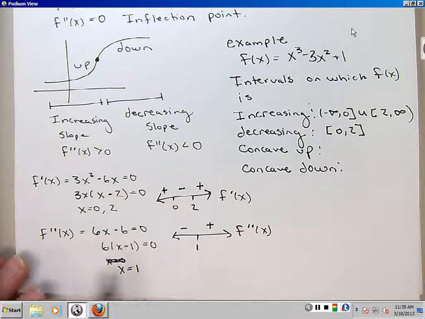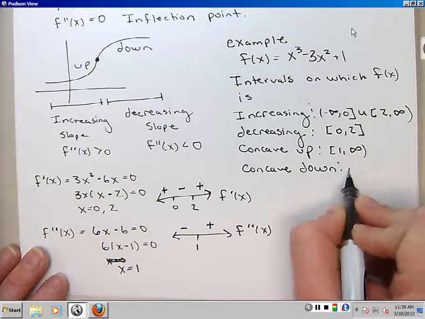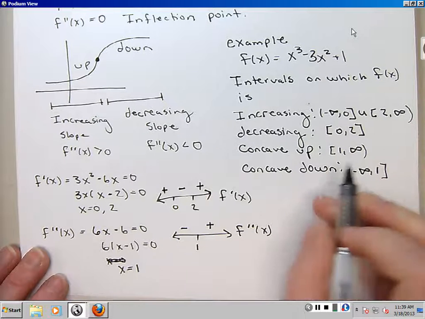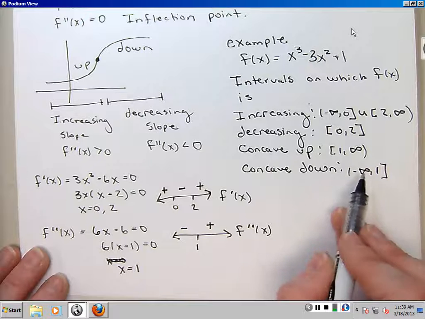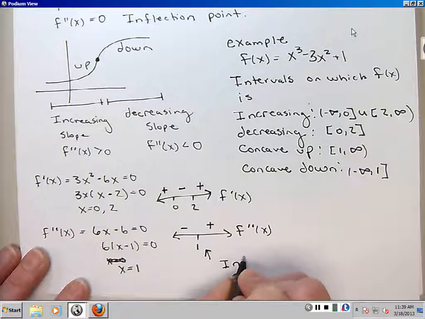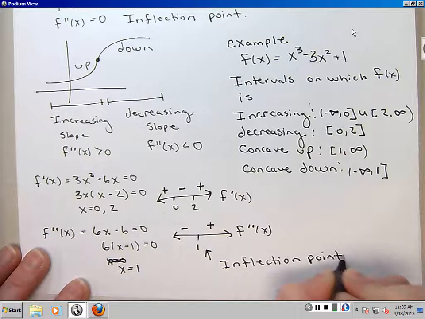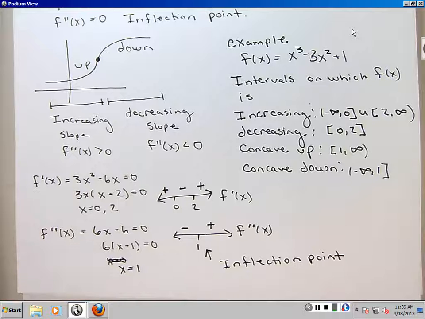So now when am I concave up? From 1 to infinity. And I'm concave down from minus infinity to 1. This is also known as the inflection point. Eventually, we're going to learn the first derivative test and the second derivative test. Second derivative is the inflection point, or? No, x equals 1 is an inflection point.